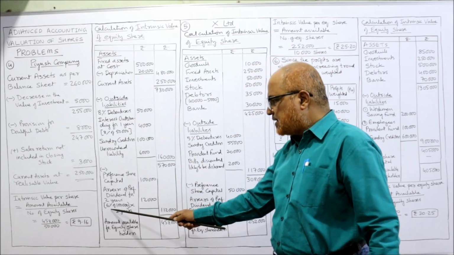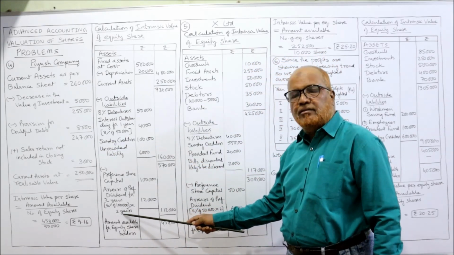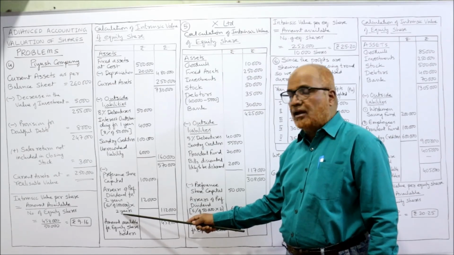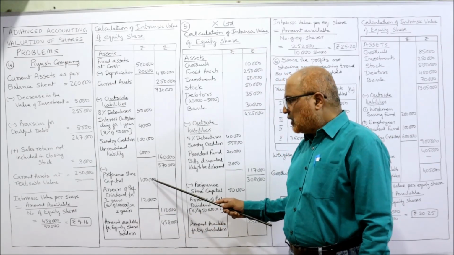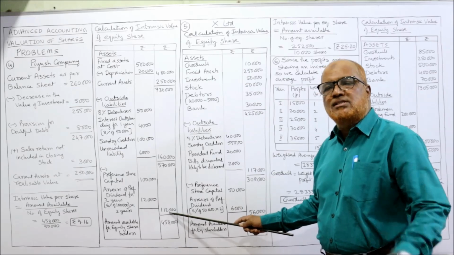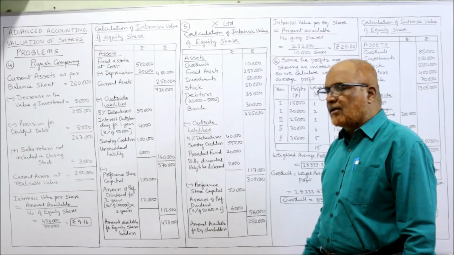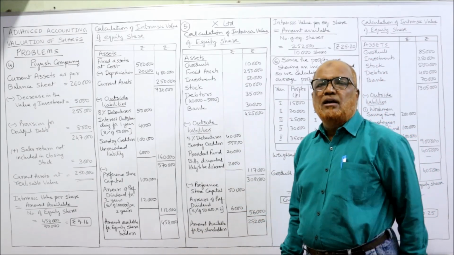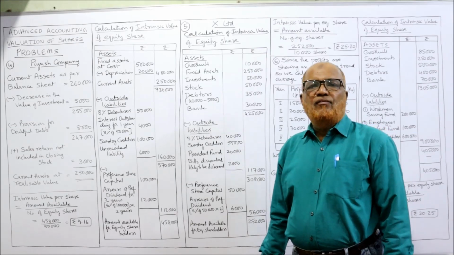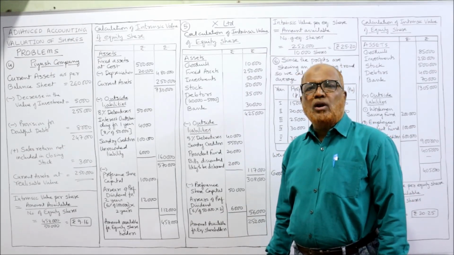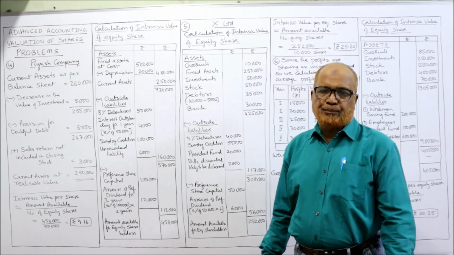So 6% of 1 lakh into 2 years. 2 years dividend is outstanding. 12,000. Take the total 1 lakh plus 12,000, 1 lakh 12,000. Subtract. You will get 4,58,000 is the amount available for equity shareholders or net assets value.